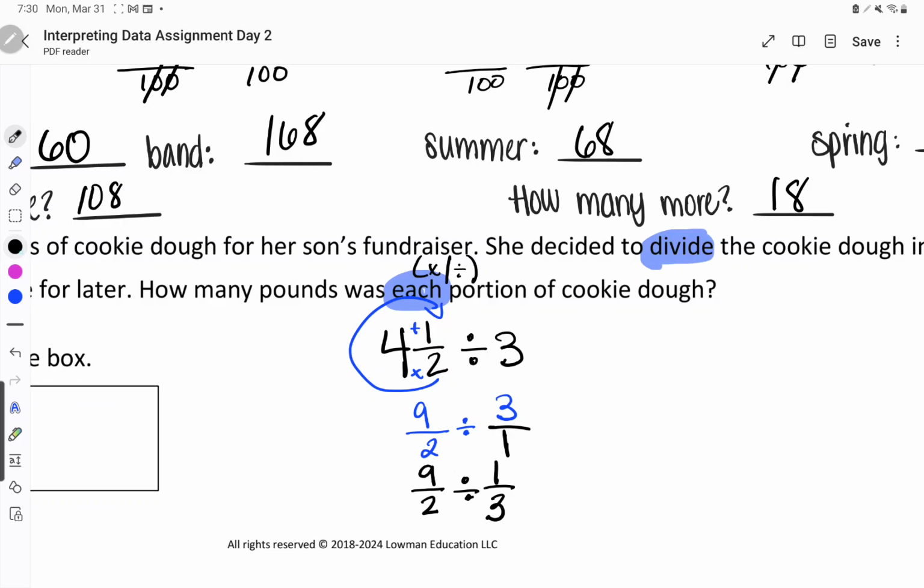We simplify before we multiply. So this 9 right here turns into a 3, and this 3 right here turns into a 1. Tops times tops, bottoms times bottoms. I have 3 times 1, which gives me 3, and then 2 times 1, which gives me 2.